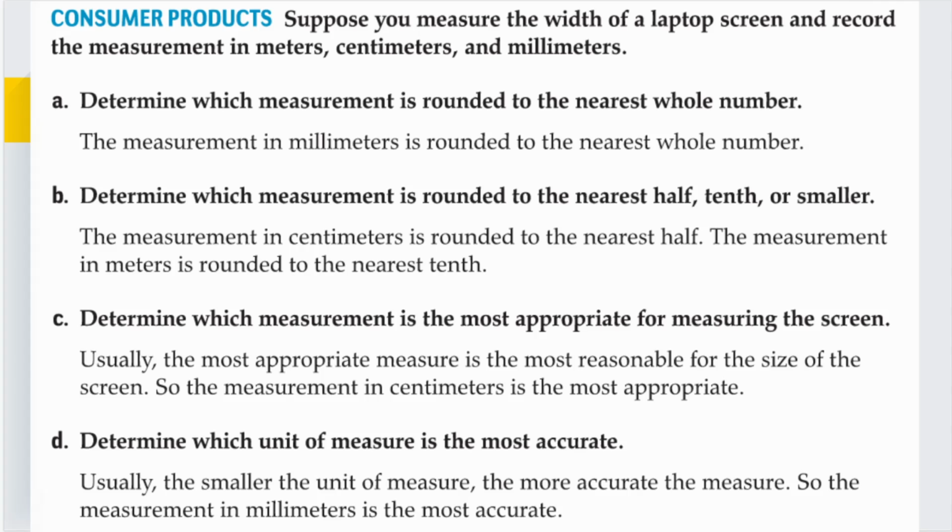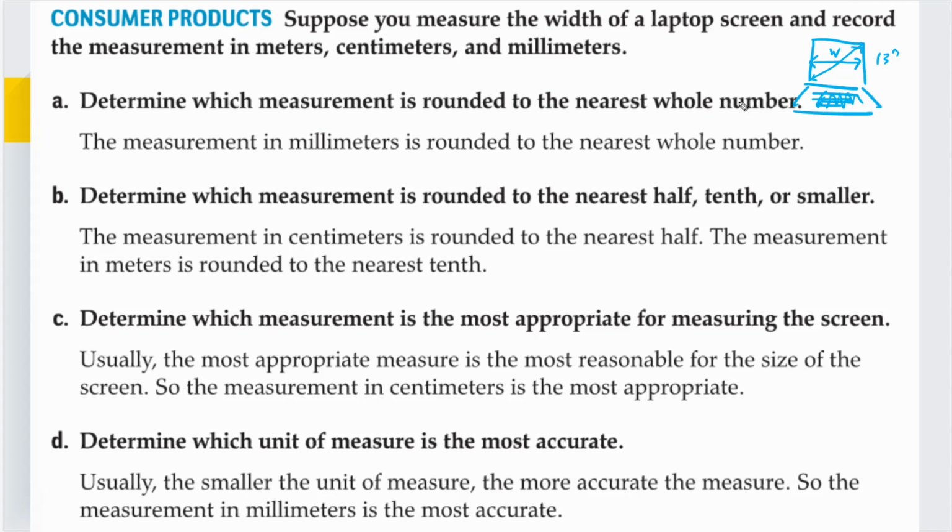Suppose you measure the width of a laptop screen and record the measurement in meters, centimeters, and millimeters. So the width of a laptop screen would be from here to here, right? That's the width. But I'm sure most of you know this is not actually how they measure laptops. Laptop measurements are a diagonal measurement from here to here. So if you have, for example, a 13-inch MacBook Pro, then that 13-inch measurement is from here to here.